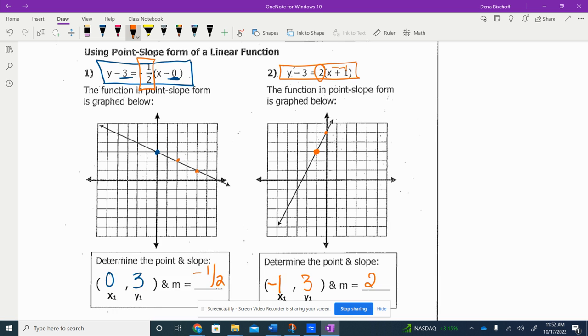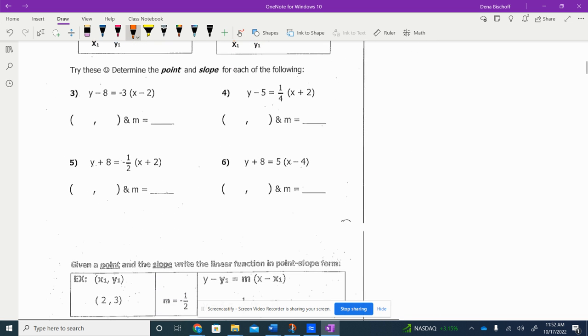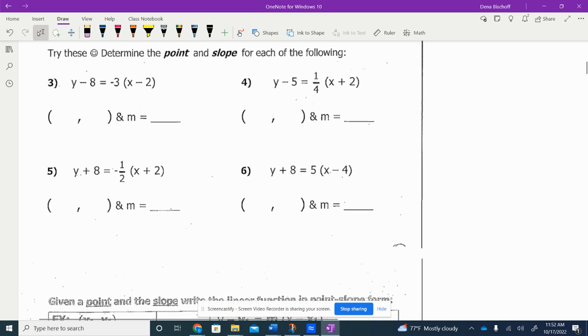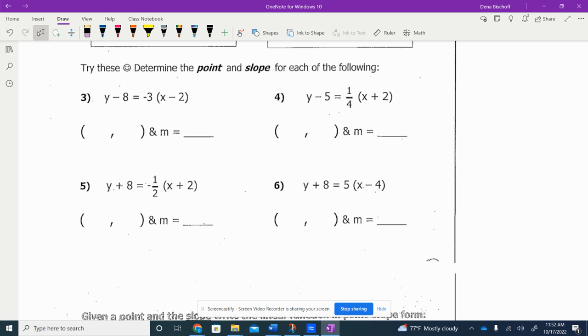Okay? So we're just going to look at the equation and we're going to determine the ordered pair and the slope that created that equation. So, Dakota, number 3. What is the ordered pair used to determine the equation for y minus 8 equals negative 3 times the quantity x minus 2?